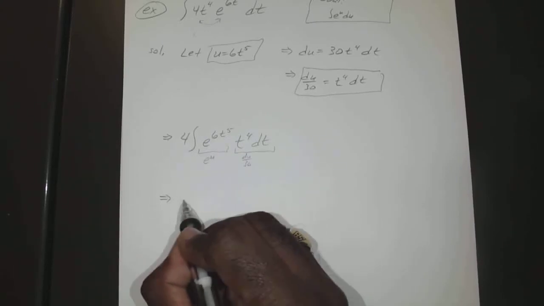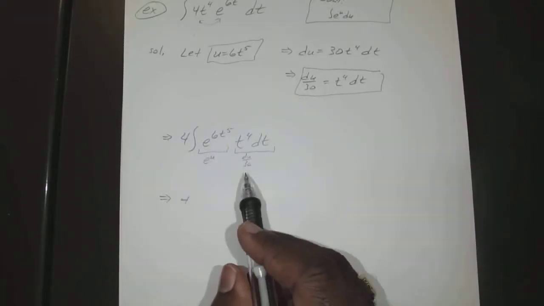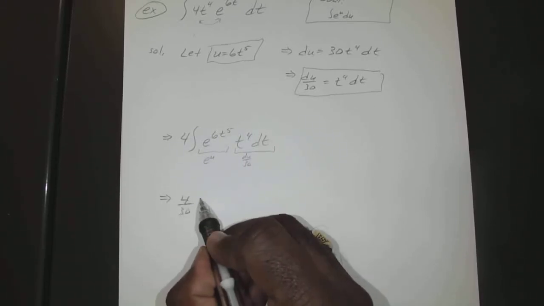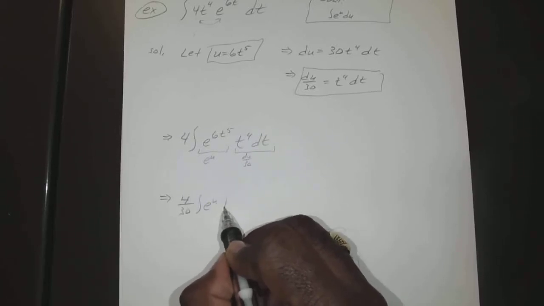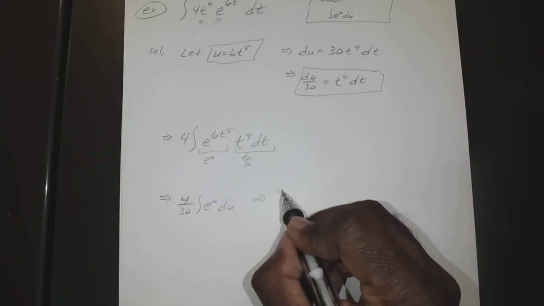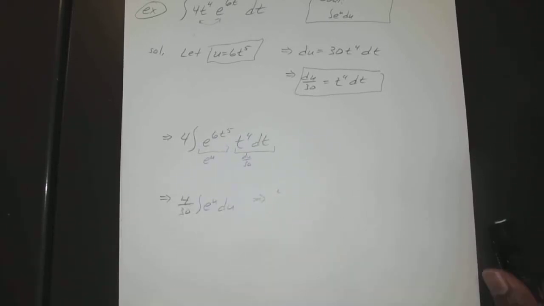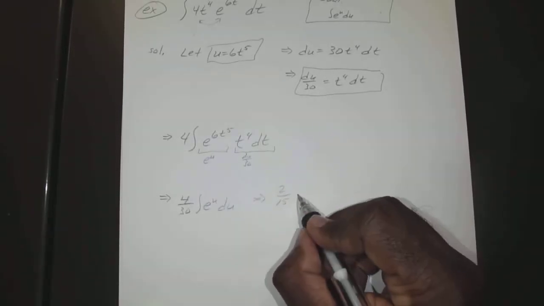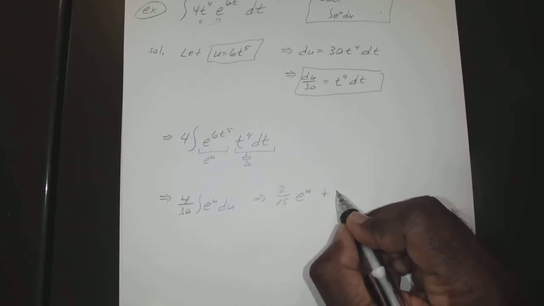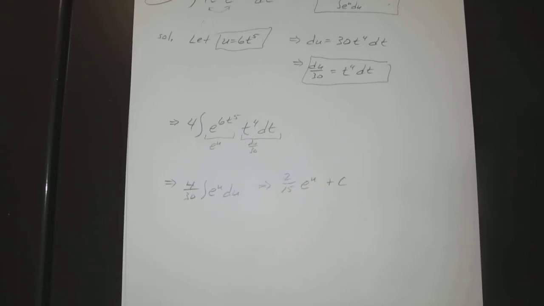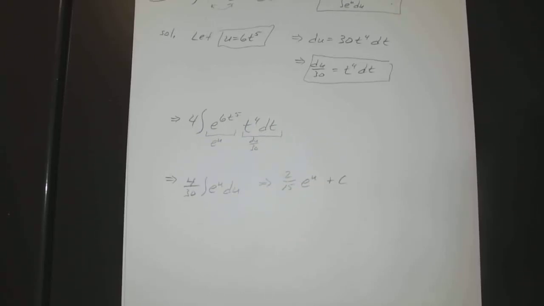Okay, so that becomes, we can just bring our 30 right out to the front. 4 over 30 times the integral of e to the u du, which just becomes 4 over 30 is 2 over 15. So we can just simplify that. 2 over 15 e to the u plus c. Because remember the integral of e to the u is just e to the u.